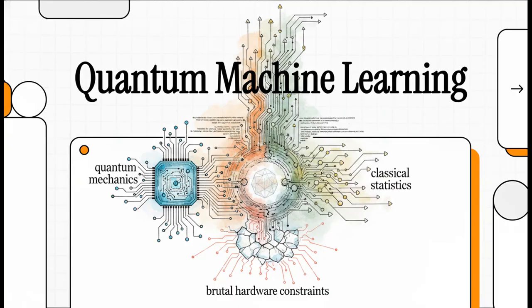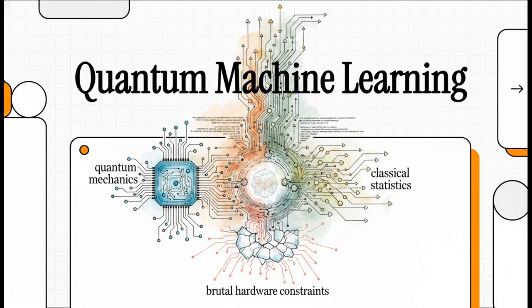Let's get right into one of the most hyped and honestly most misunderstood concepts in tech today. If you just read the headlines, you think quantum machine learning, or QML, is some magical shortcut to AGI. Like it's a silver bullet that's going to make neural networks infinitely faster overnight. Well, we need to dismantle that hype right now.